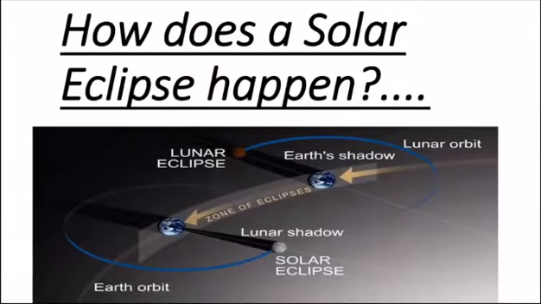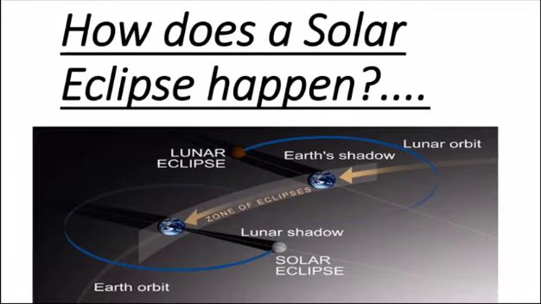Now here is a question: how does a solar eclipse happen? Solar eclipses are an accident of nature. They are so spectacular because the moon and the sun appear almost the same size. In reality, the sun is much further away than the moon, but much larger.